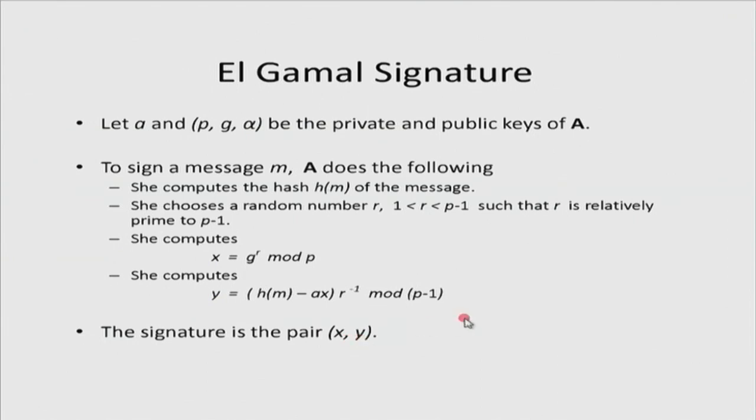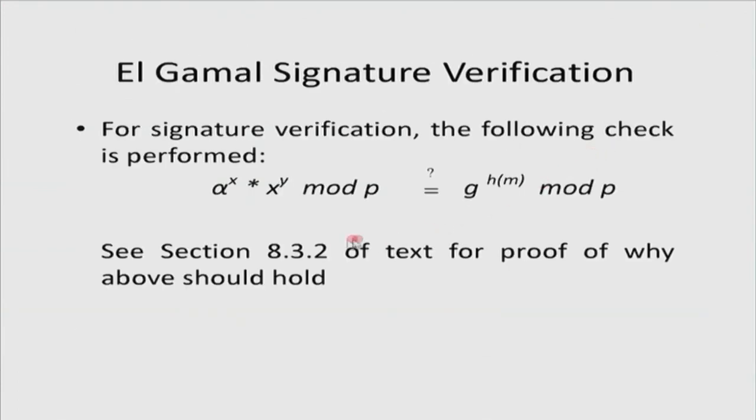Now the question is, so this is signature generation. Notice that she has used her private key. Anytime you sign, you have to use your private key. So she's used her private key, and then to verify it, the verifier will use the corresponding public key.